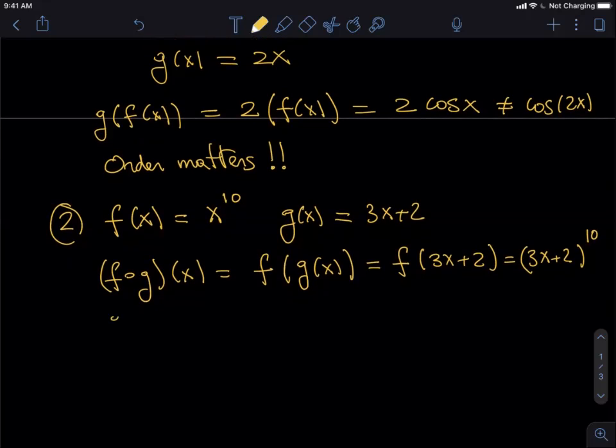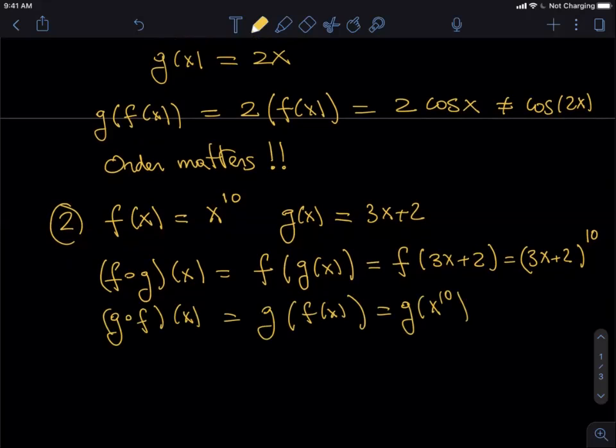But if I do the other way around, I do g composed with f. In this case, I have g of f of x, which is g of x to the power 10, which is 3 times x to the power 10 plus 2. Okay, again, these are completely different.